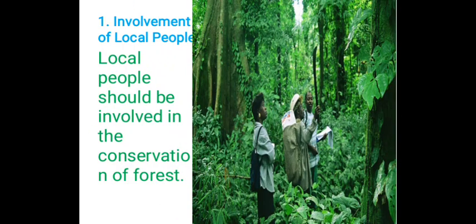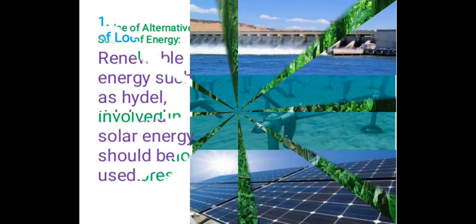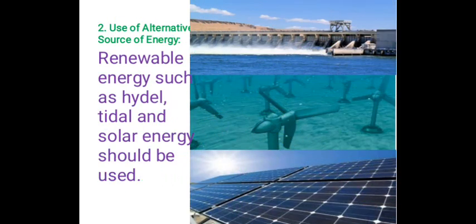Let's look at regulation on deforestation. The first one is involvement of local people. Local people should be involved in the conservation of forests. The second one is the use of alternative source of energy. Renewable energy such as tidal and solar energy should be used.